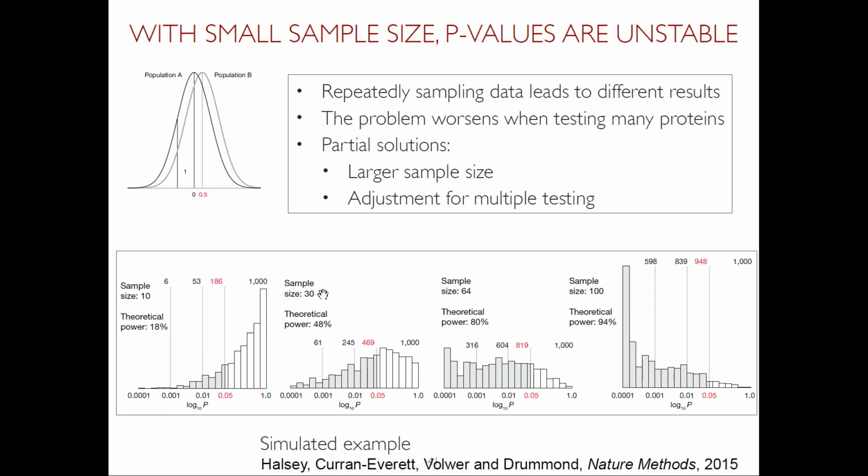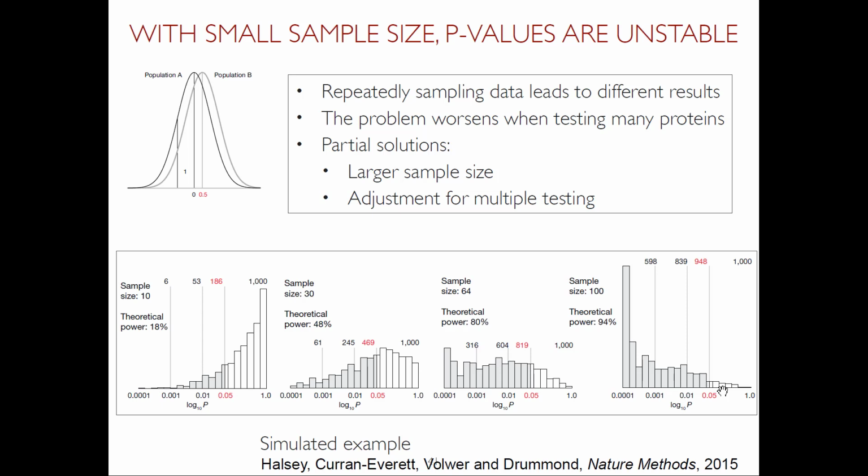So now they do sample size 30. You see that the histogram shifts a little bit. Now you have 469 experiments which are in the significance area. With sample size 64, we have 800 experiments in the significance area. And it's only with a sample size of 100 that you get the vast majority of iterations giving consistent, same results.